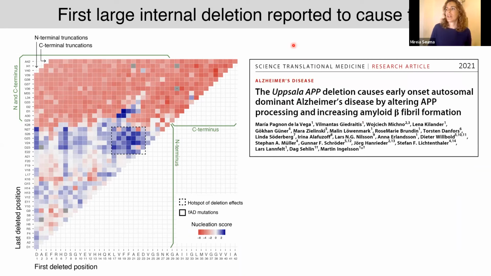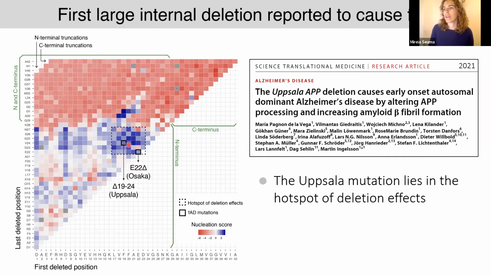After some time that we had generated this data, there was a paper that came out describing for the first time a large internal deletion in the A-beta peptide that is associated with disease. This is known as the Uppsala mutation because it was found in a Swedish family. It's a deletion from positions 19 to 24. So we went back to our matrix and checked the nucleation score, and we confirmed that it also increases nucleation. In fact, it lies inside the hotspot of deletion effects.